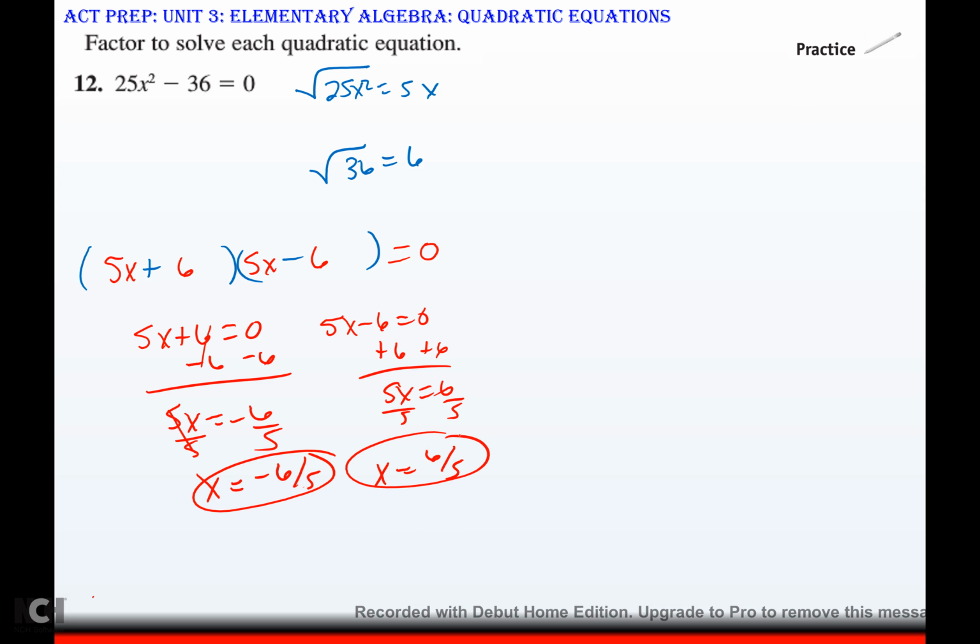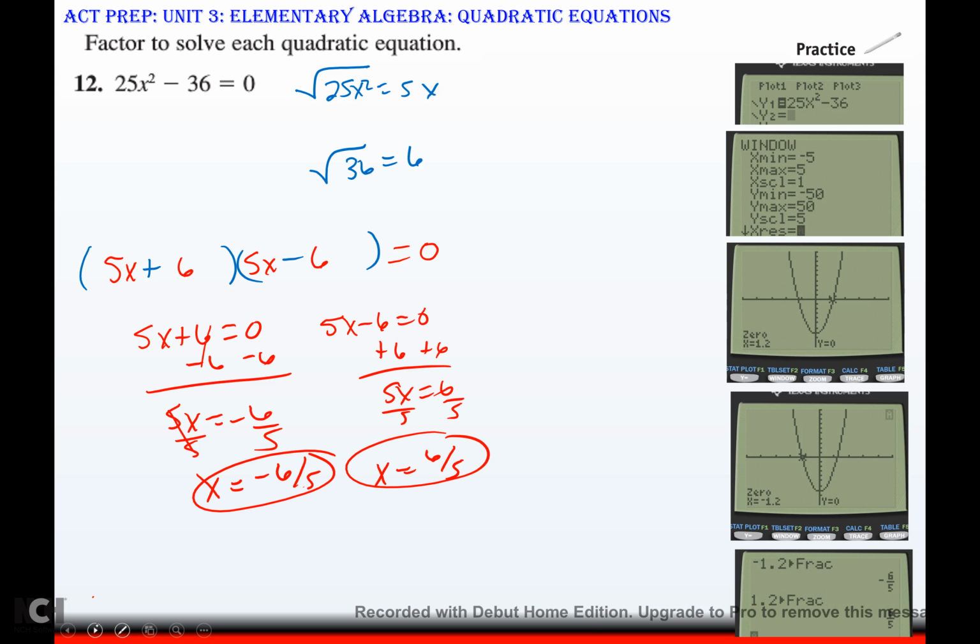Okay? If we look at the graph, you got 1.2 and negative 1.2. And if you math and enter those, there's your plus and minus 6/5.